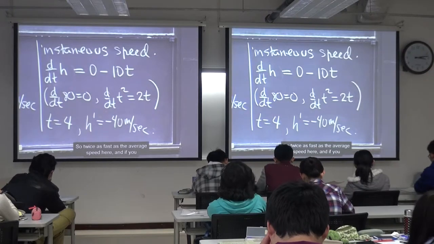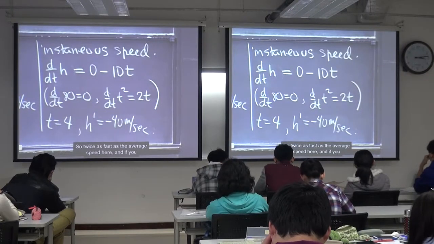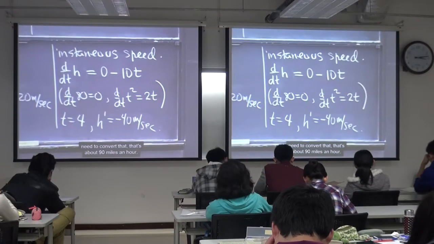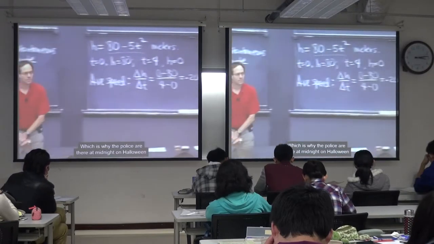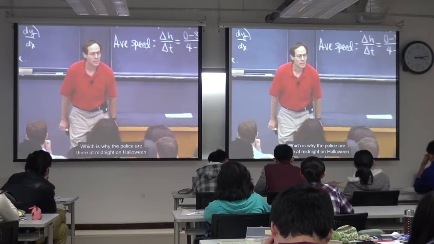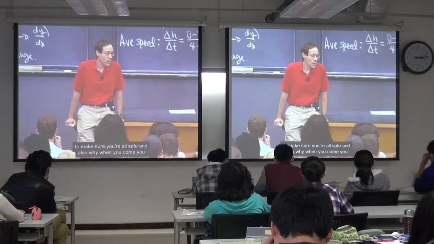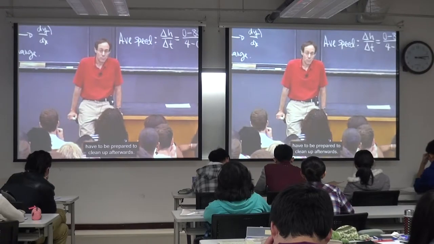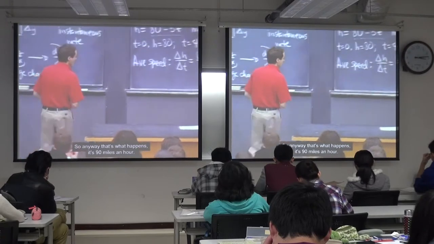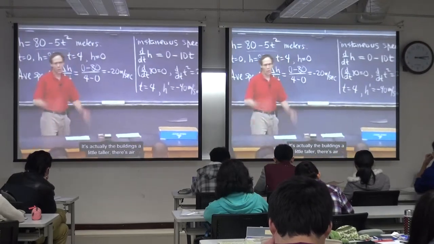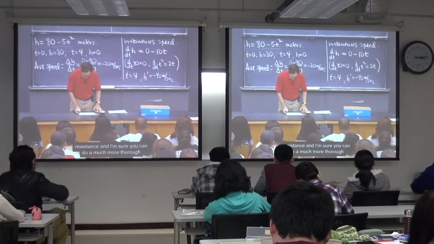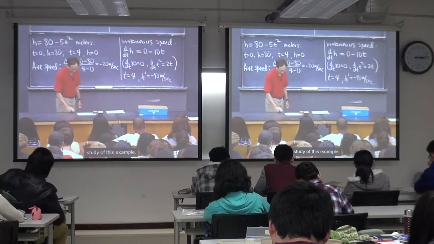So it's twice as fast as the average speed here. And if you need to convert that, that's about 90 miles an hour, which is why the police are there at midnight on Halloween to make sure you're all safe, and also why when you come you have to be prepared to clean up afterwards. So anyway, that's what happens. It's 90 miles an hour. It's actually a little taller building, but there's air resistance. I'm sure you can do a much more thorough study of this example.